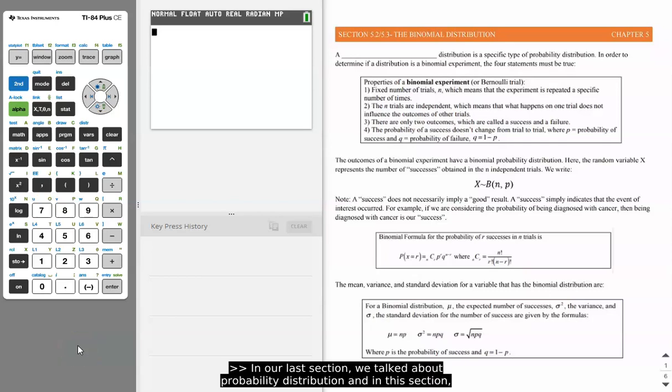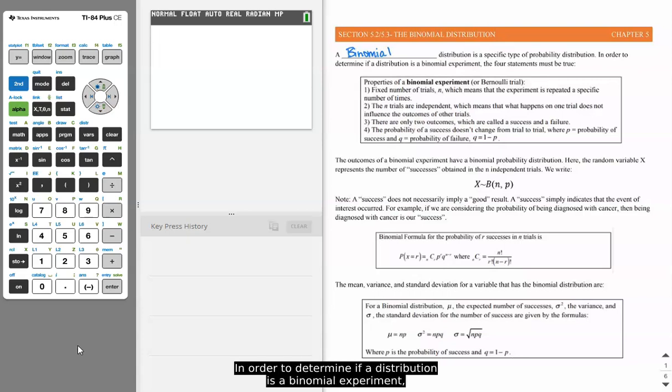So in our last section, we talked about a probability distribution. And in this section, it's actually two sections sort of combined. We're going to talk about the binomial distribution, so what it is and how we can find the mean and the standard deviation. So a binomial distribution is a specific type of probability distribution.